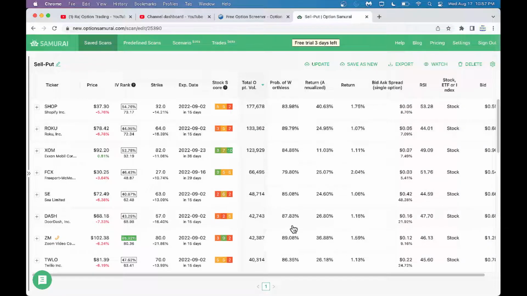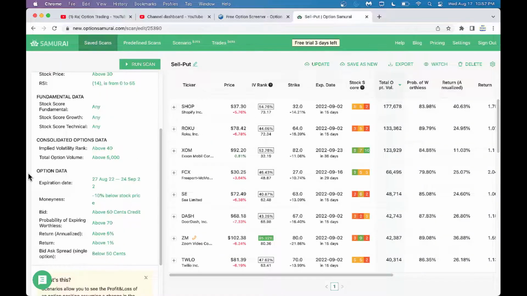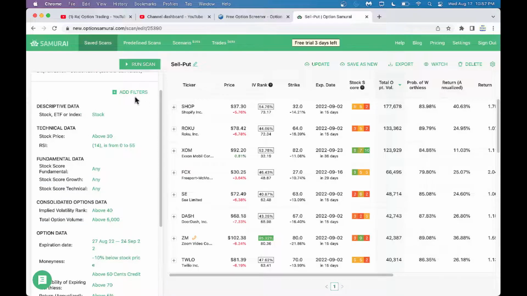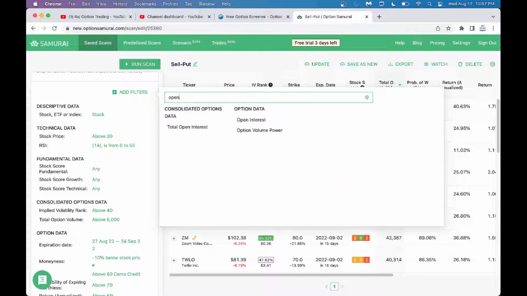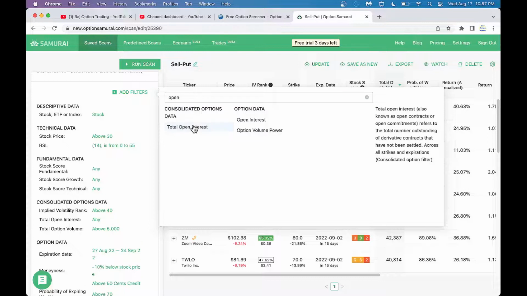For example, I might want to add a few more columns to this here. Probably I want to look at a few more columns, like what's today's open interest. I could just go here and go to add filters here, and I could go right here and say open interest. Look, I already have total open interest here, total option volume. I could add total open interest also here just by clicking here. You got total open interest now. I could also look at today's open interest by clicking on open interest. There you go.